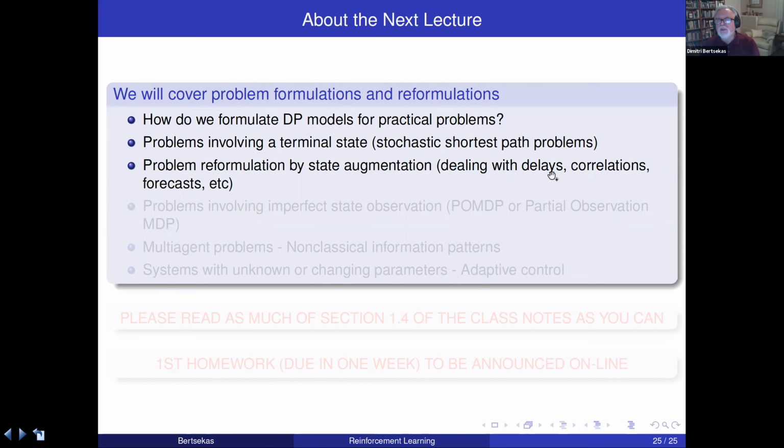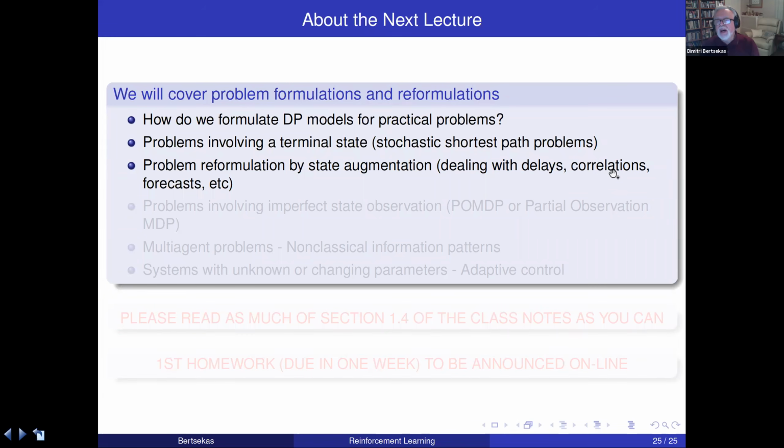Then the system equation involves dependence on just the control UK, but in practice there may be dependencies on previous controls. There may be a delayed effect of control actions into the present state. We're going to see how we can deal with that situation.